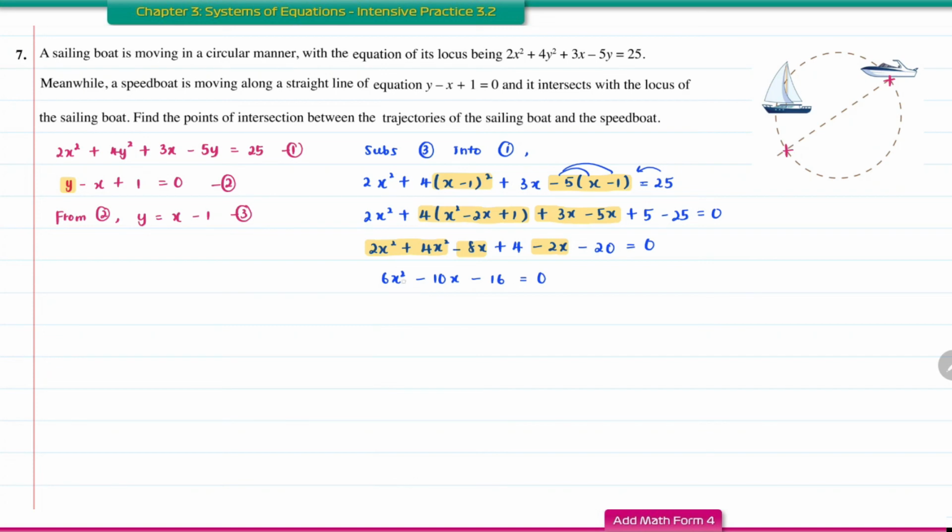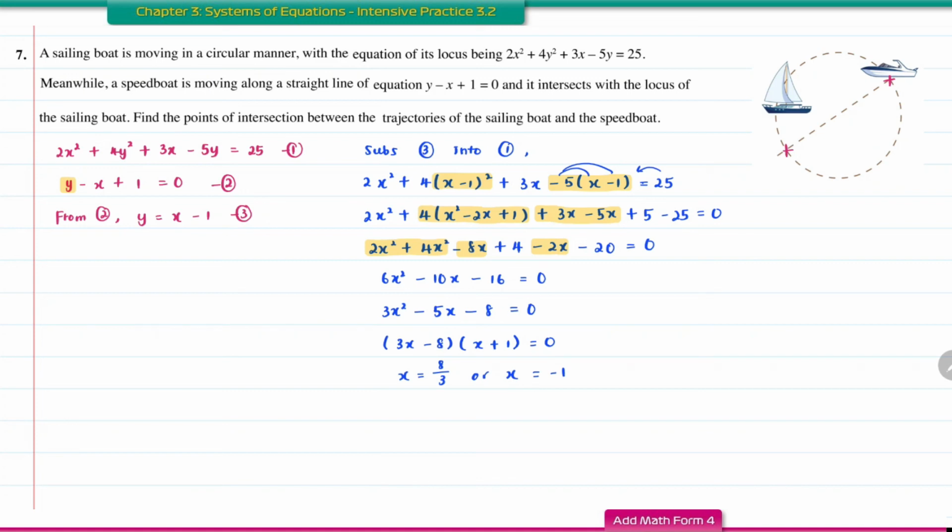Alright, so we can simplify these quadratic equations by dividing every term by 2. So next here you're going to have 3x squared minus 5x minus 8 equal to 0. So we can solve these quadratic equations by using the factorizations method. So the first bracket you're going to have is 3x minus 8 followed by x plus 1. Alright, so therefore x is equal to 8 over 3, or x is equal to negative 1.